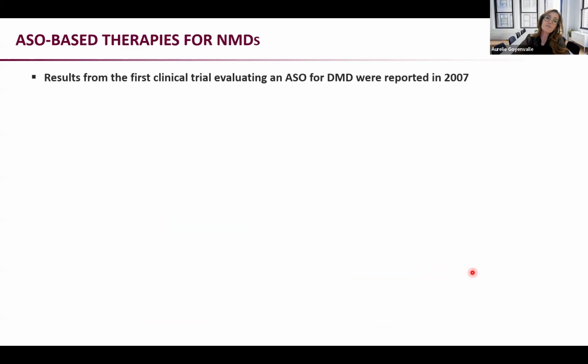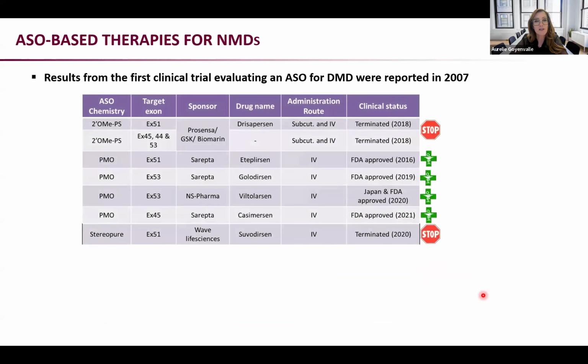So the first oligonucleotides that were developed for Duchenne muscular dystrophy and the first clinical evaluation results were reported already in 2007. There were lots of different chemistries, or at least several chemistries evaluated for Duchenne. The first one were the 2'-O-methyl. And despite showing some encouraging results in initial trial, all the programs got terminated because they couldn't demonstrate therapeutic benefits, and that was also associated with some side effects. However, the PMO that were tested at similar time received FDA approval.